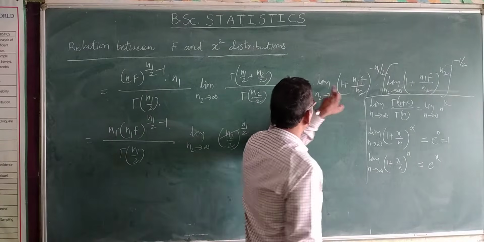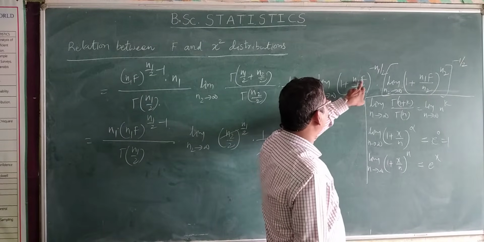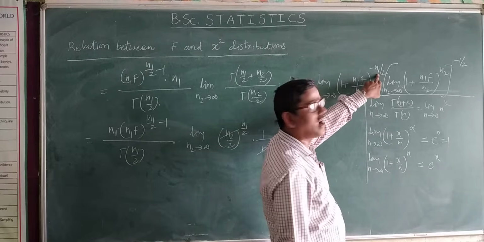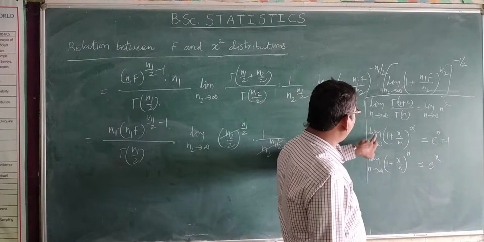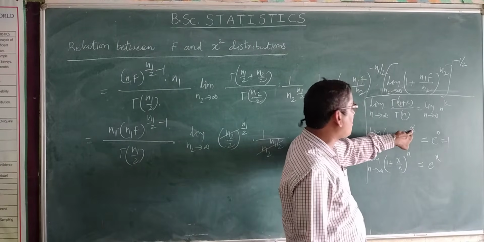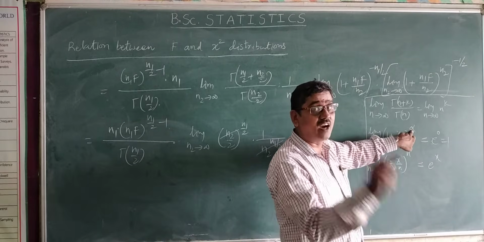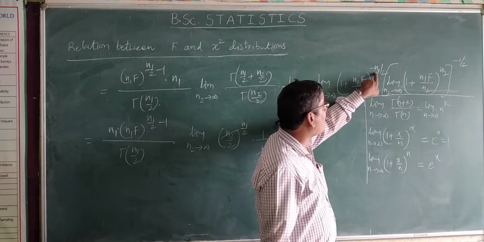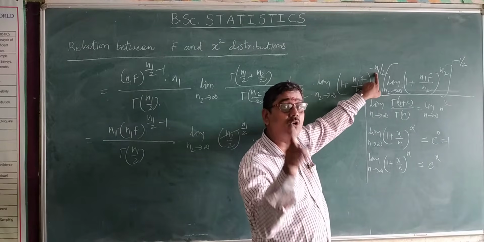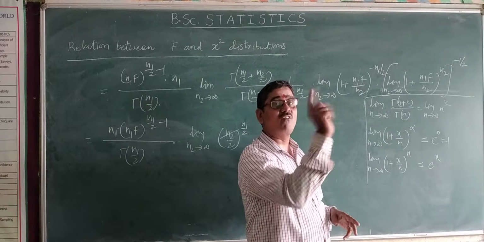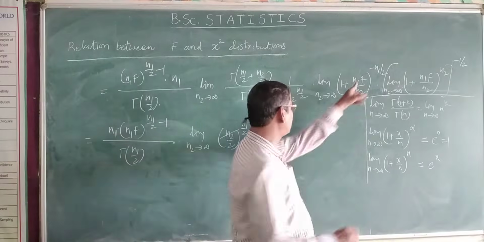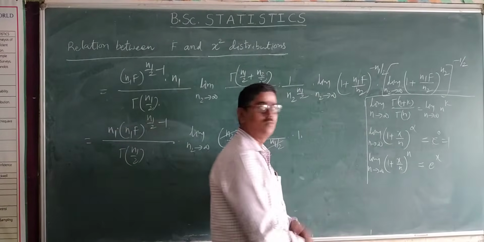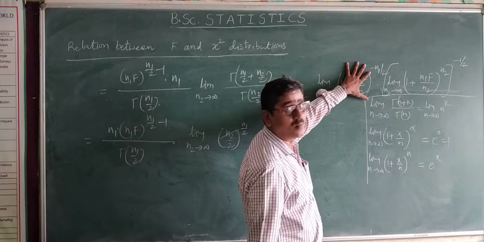Now come over here: limit n2 tends to infinity, 1 plus n1 f divided by n2 whole power minus n1 by 2. This is nothing but limit n tends to infinity of 1 plus x by n whole power alpha. Alpha is not a function of n. The power is not depending on n2, therefore this value is 1.